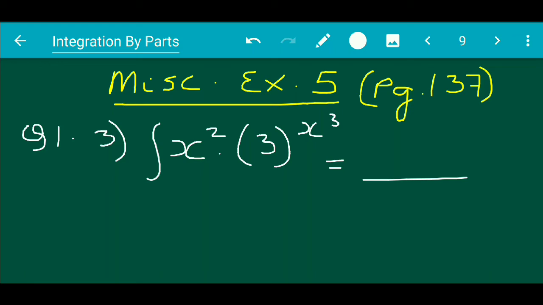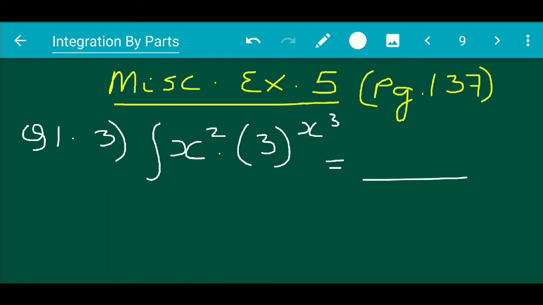Now those are the 4 sums from exercise 5.5 which deal with integration by parts as of now. Some more sums are there from miscellaneous exercise 5 on page number 137, okay, which also deal with integration by parts, or I'll explain to you as we go further with the sums.